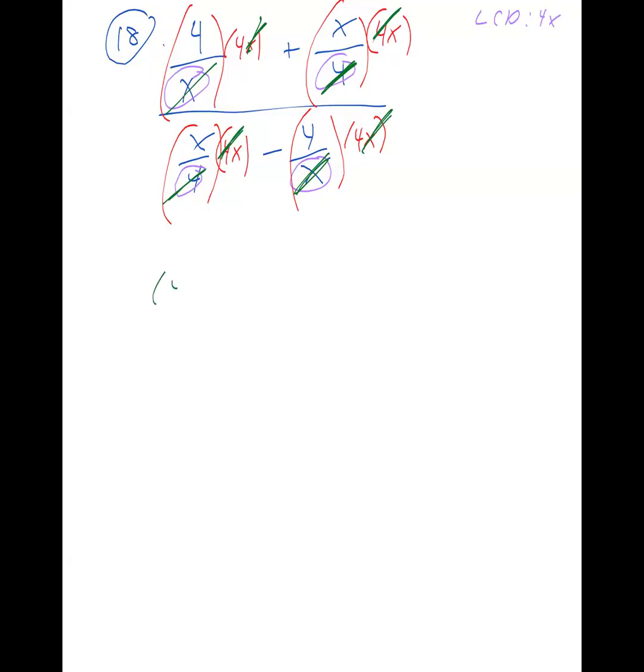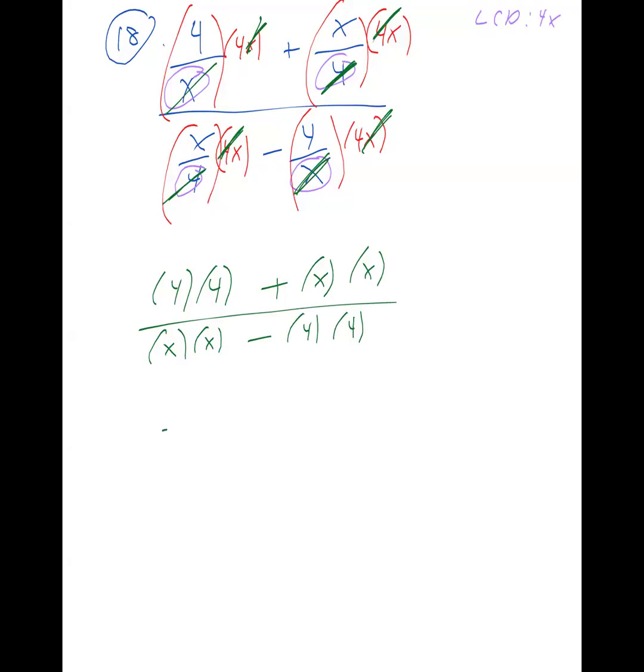Now I'm ready to multiply. So I have 4 times 4 left over plus x times x plus x times x minus 4 times 4. So what's the result of that? What's 4 times 4 on the top? 16, so I get 16 plus x squared. And in the bottom, I get x squared minus 16.